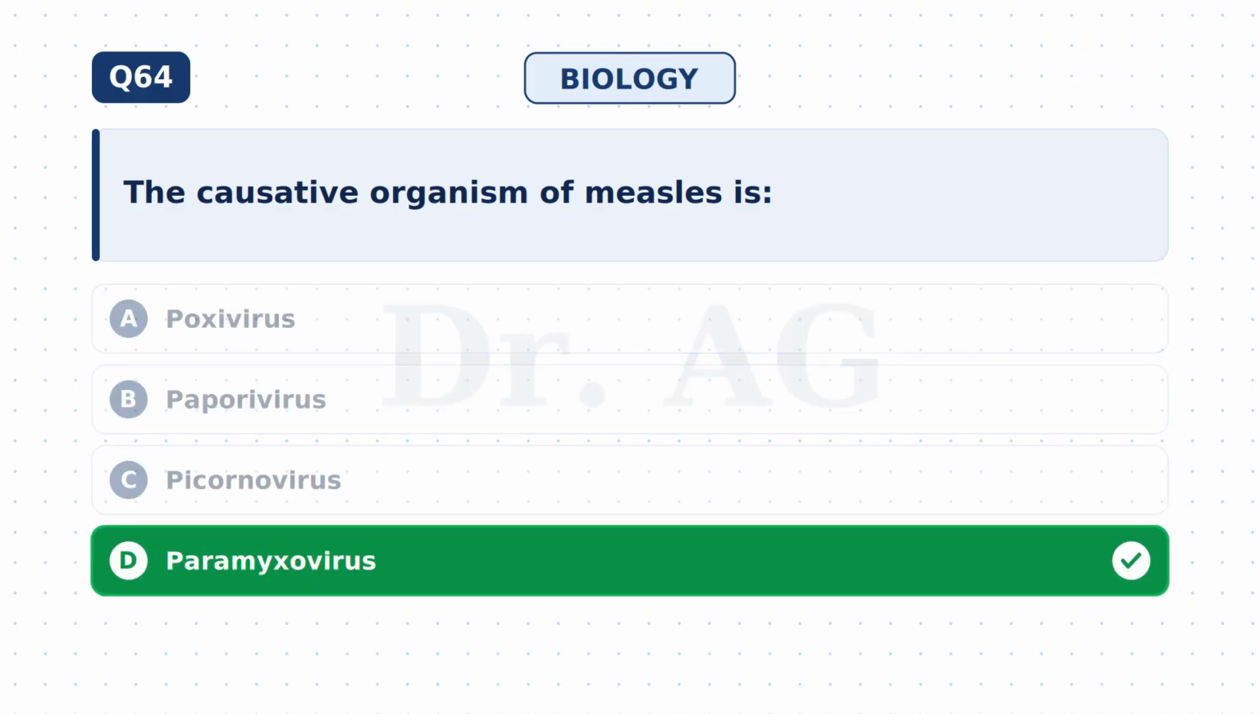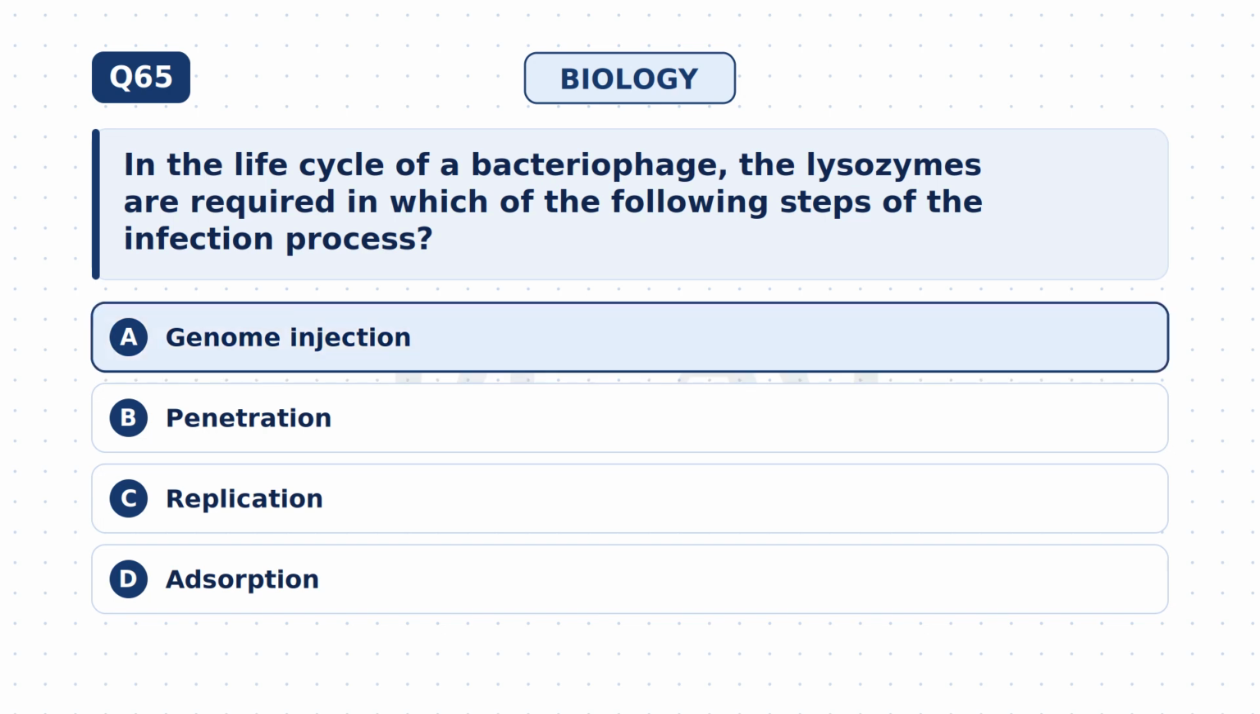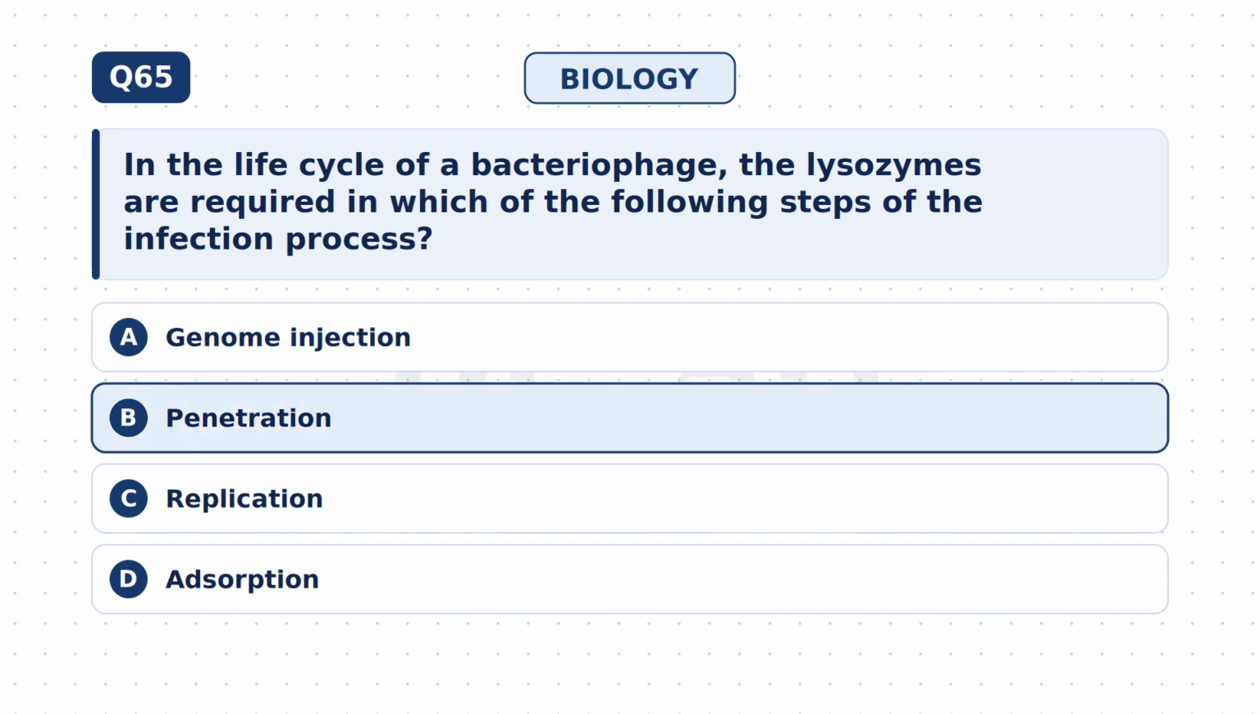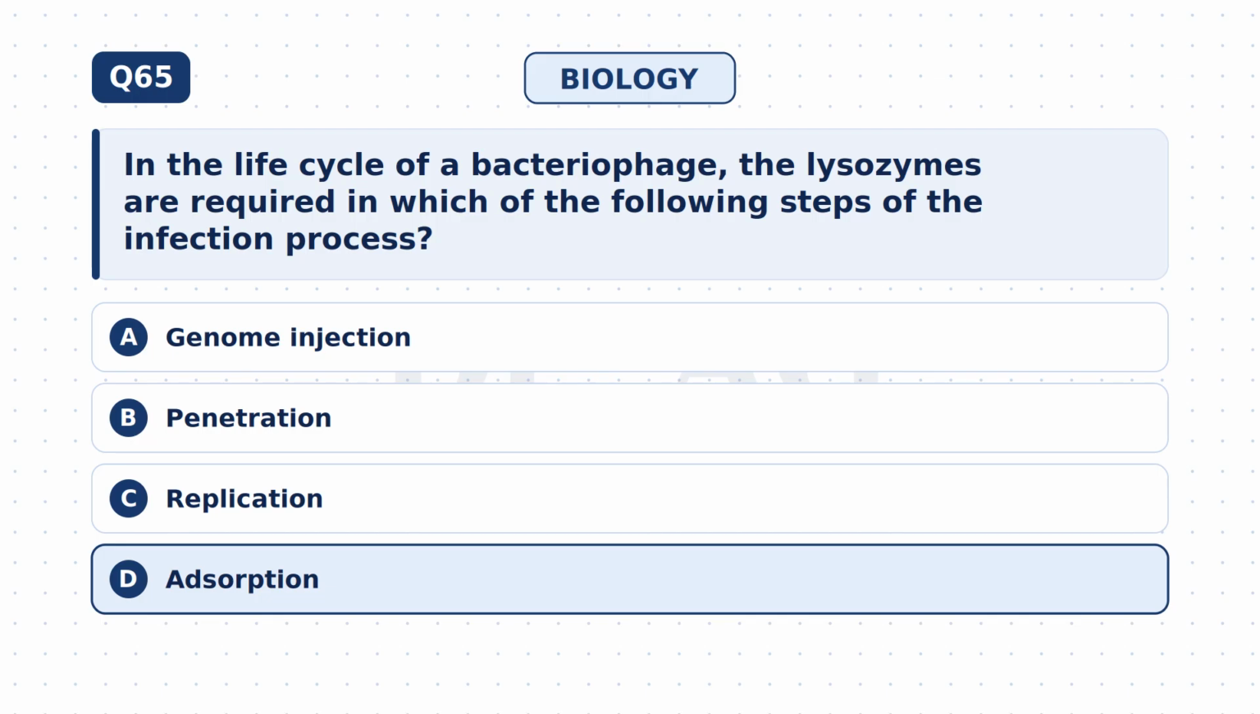The correct answer is D, paramyxovirus. Question 65. In the life cycle of a bacteriophage, the lysozymes are required in which of the following steps of the infection process? Option A, genome injection. Option B, penetration. Option C, replication. Option D, adsorption.